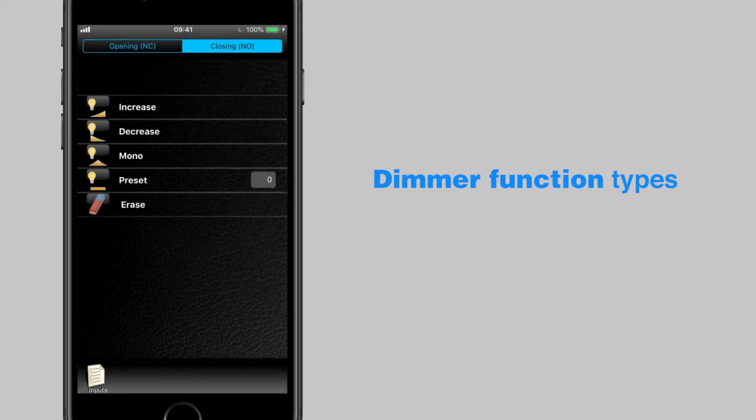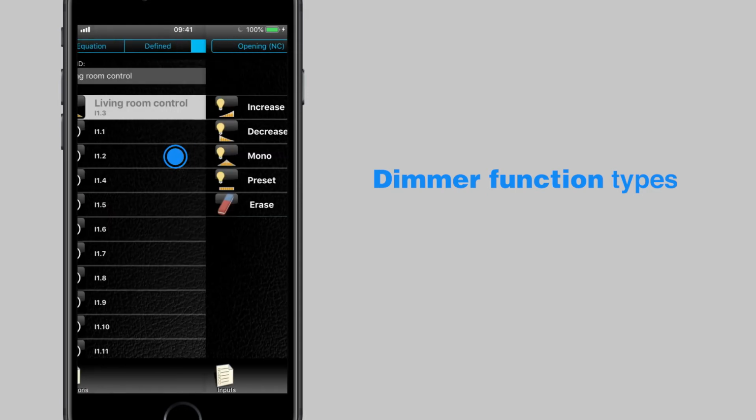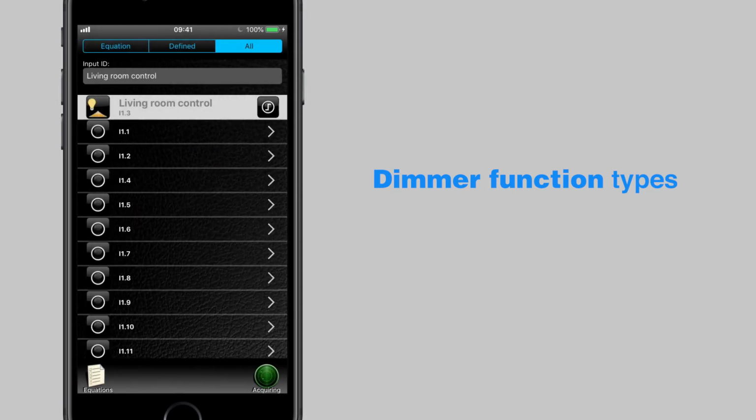Choose the action that you want to associate with, for example, mono. Once the function of the input point has been chosen, this will move up to the beginning of the list and will turn gray in order to indicate that it has been used. The icon associated with the type of the selected action will be shown.